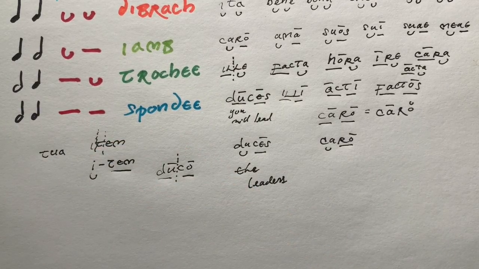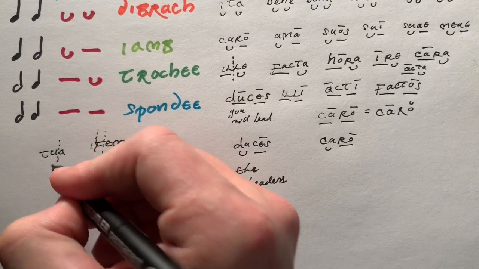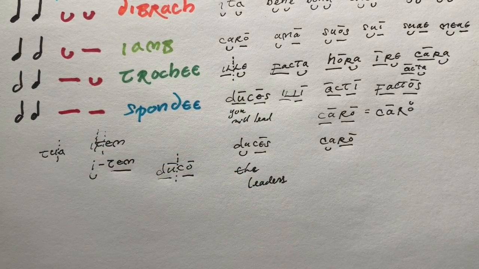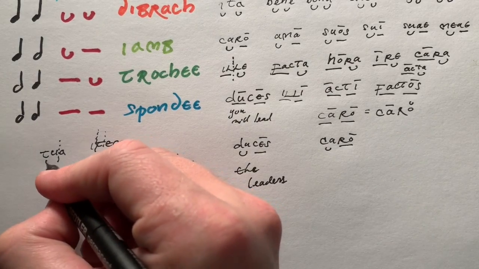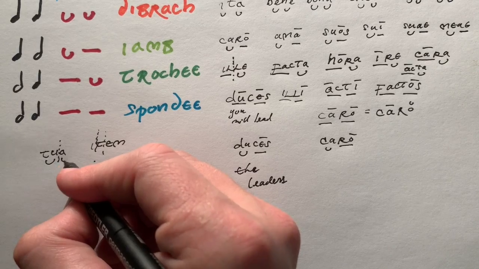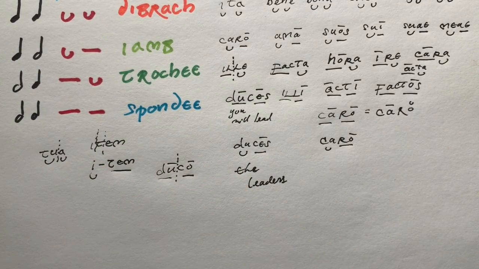Tua. What do you think? What kind is this one? Tua. It is a dibrach. Two syllables. The first syllable does not contain a long vowel, and the first syllable does not end with a consonant, so it is short in duration. And the second syllable, the same. Tua. This is a dibrach.